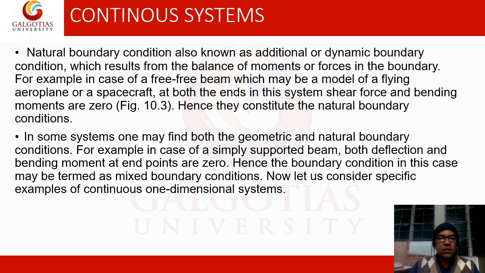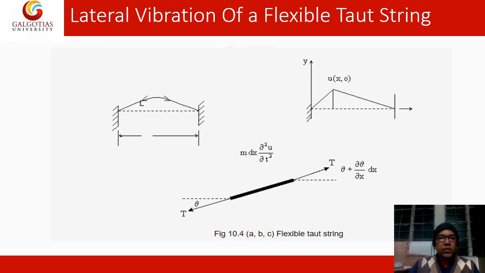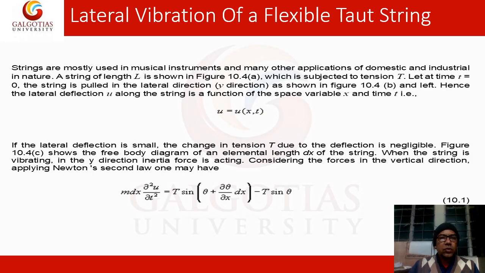Let us consider a specific example, a continuous one-dimensional system. This is a one-dimensional system where a fixed beam is given, and the shear force diagram is given in this way. Here, the force balance and force equilibrium diagram is given. Now, the lateral vibration of a flexible taut string.